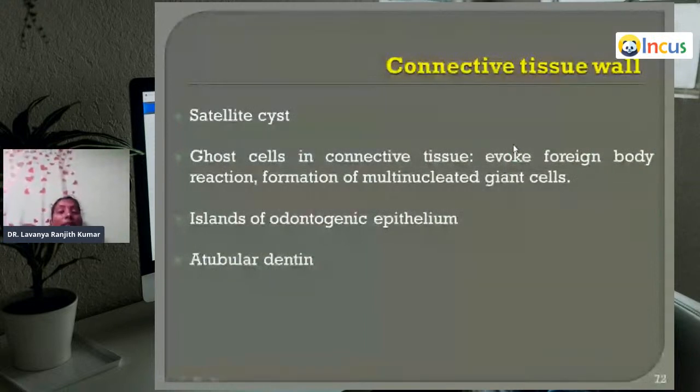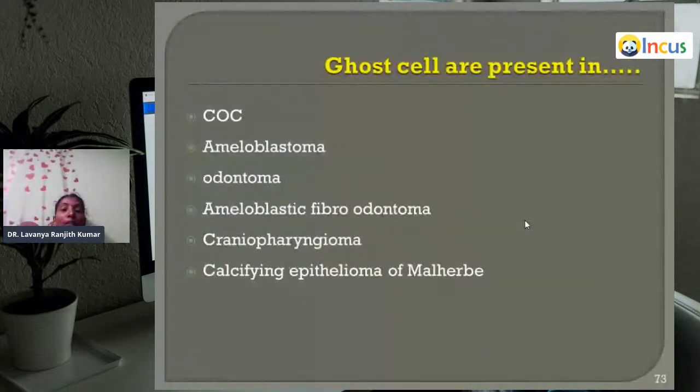The connective tissue wall will have satellite cysts and ghost cells. The connective tissue evokes a foreign body reaction and formation of multinucleated giant cells. Islands of odontogenic epithelium will be there, and atubular dentine will be found. Ghost cells are also present, which is very common in COC, that is calcifying odontogenic cyst, ameloblastoma, odontoma, ameloblastic fibro-odontoma, craniopharyngioma, calcifying epithelium of Malherbe.